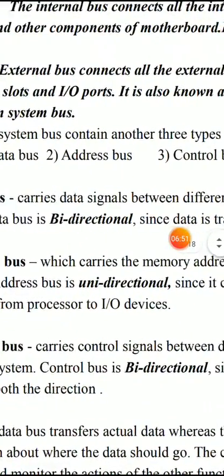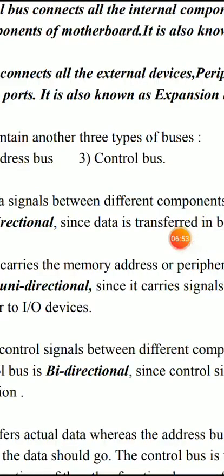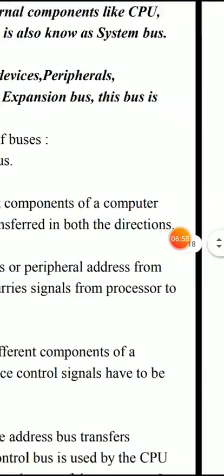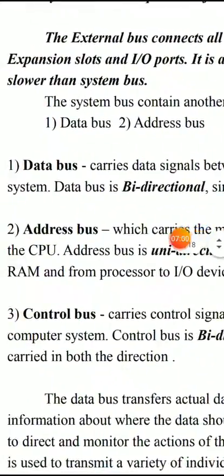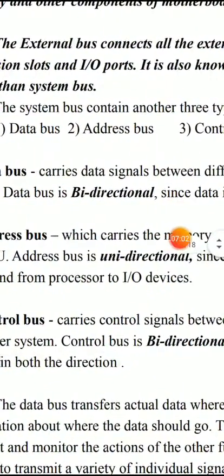So the address bus is unidirectional because it carries the signals from the processor to RAM and from the processor to I/O devices.